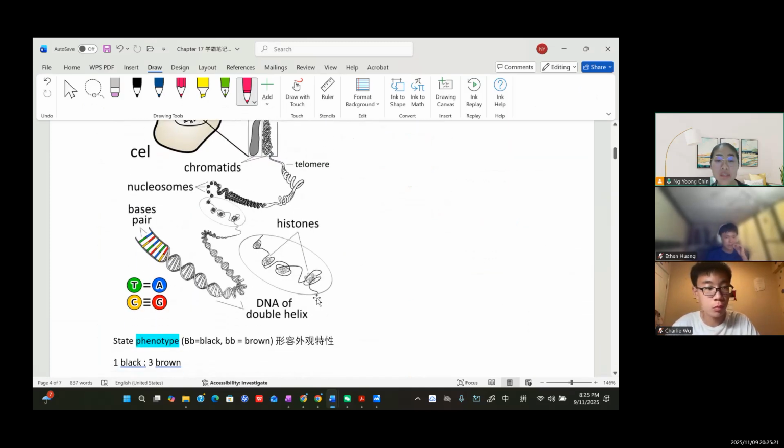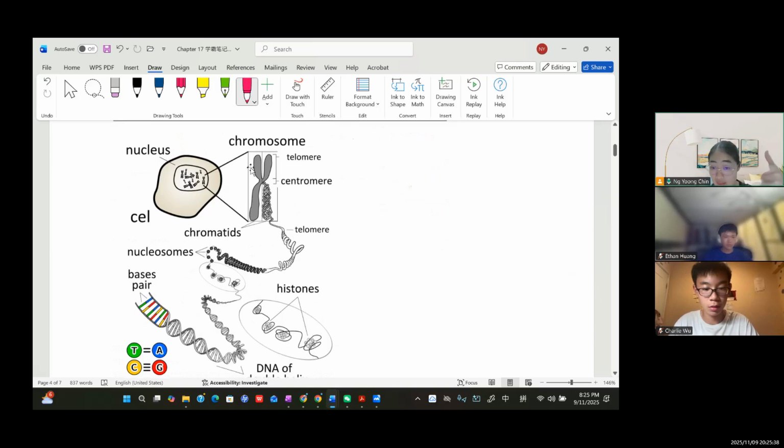So just remember that the DNA combined with the histone proteins becomes chromatin. The longer and thinner strand we call chromatin. So chromatin can further coil together and become the chromosomes. So the chromosome will look like this, okay? Each chromosome will have 2 sister chromatids.